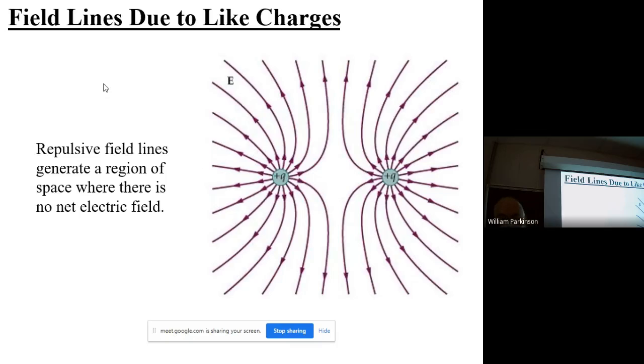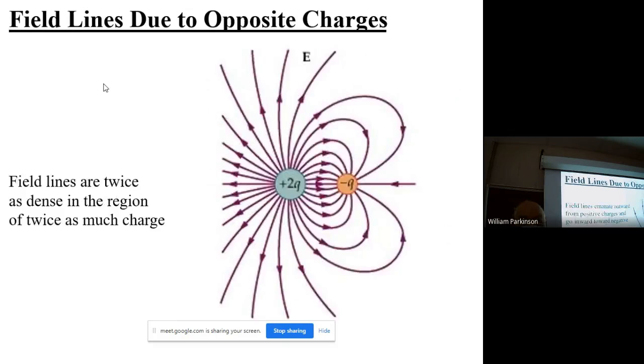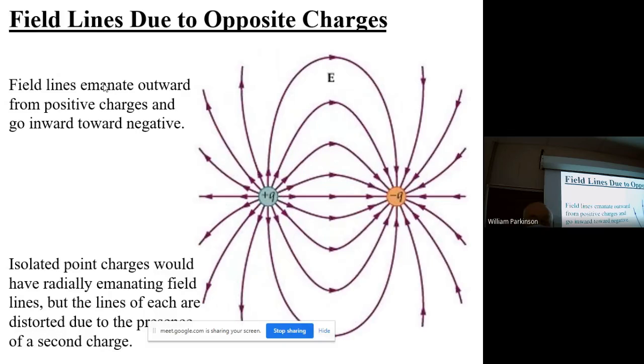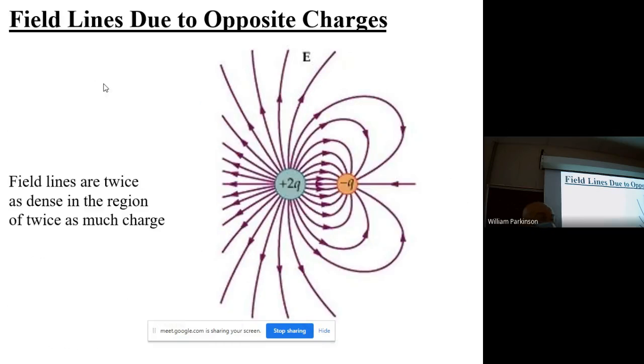This is what a field looks like when the charges are the same. Now, again, I want to back up here and contrast. What's the contrast between this picture? These are opposite charges. Lines are coming out of one and going into the other.